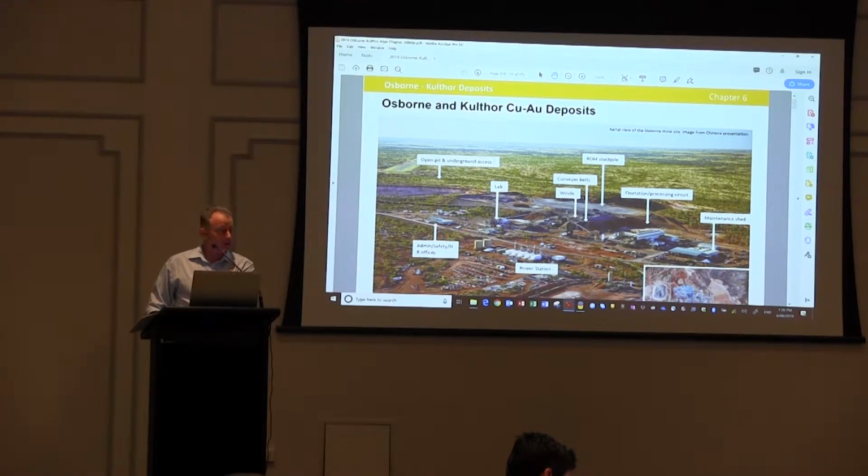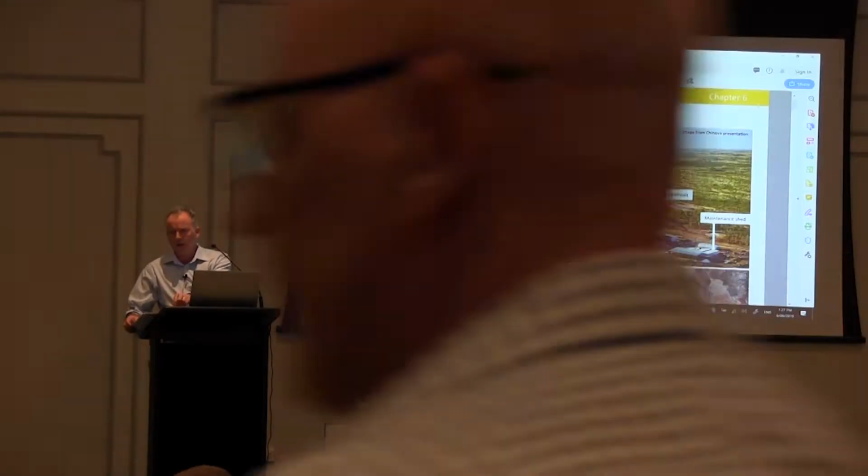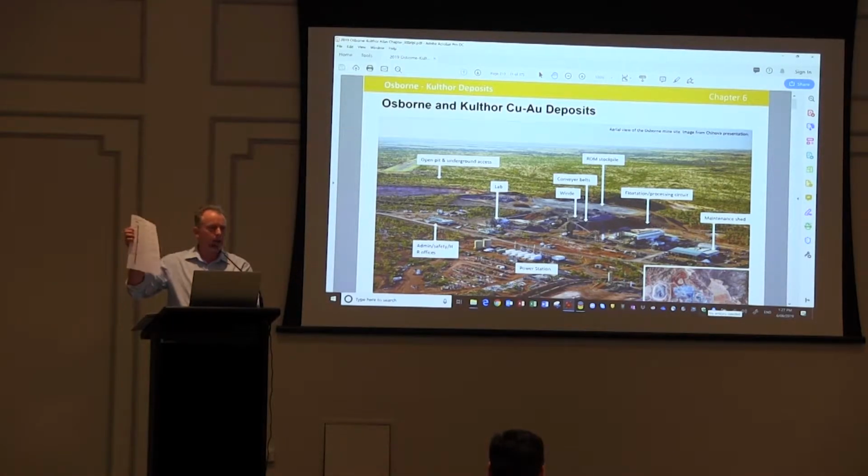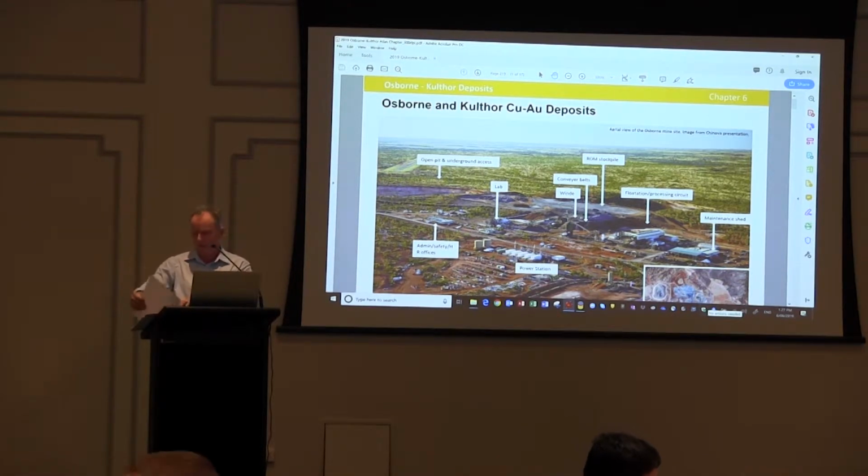And we're going to do an exercise at the end, essentially an alteration mapping exercise down one of the drill holes at Coulthor. So there should be some A4 sheets that look like this with a drill log and some place to put some notes, etc., on the table. So if you want to grab one of them, we'll get onto that exercise a bit later.